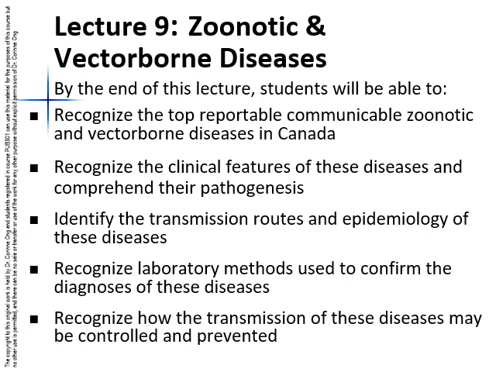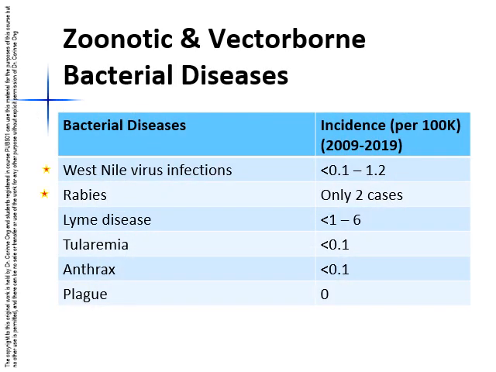By the end of this lecture, you should be able to recognize the clinical features of these diseases and comprehend their pathogenesis, as well as identify the transmission routes and epidemiology of these diseases, recognize laboratory methods used to confirm their diagnosis, and recognize how the transmission of these diseases may be controlled and prevented. In Canada, both West Nile virus infections and Lyme disease are a concern, as the incidence rates have increased over the past decade.